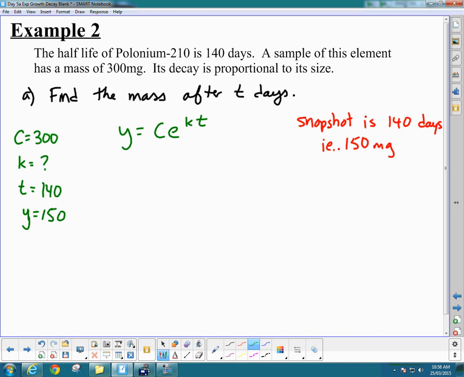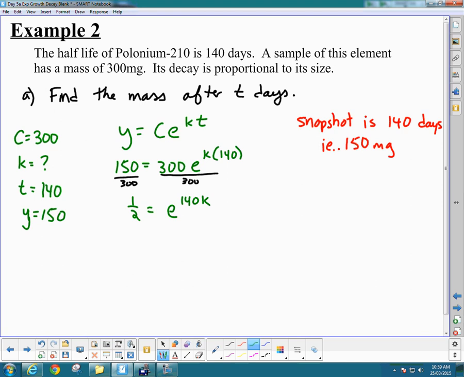We'll plug this information into our equation. So 150 equals 300 e to the K times T, where T is 140. We need to isolate just like we did last time. First we'll divide by 300. 150 divided by 300 is of course a half. And again, this is why it's a decay. We get a fraction here. E to the 140K.